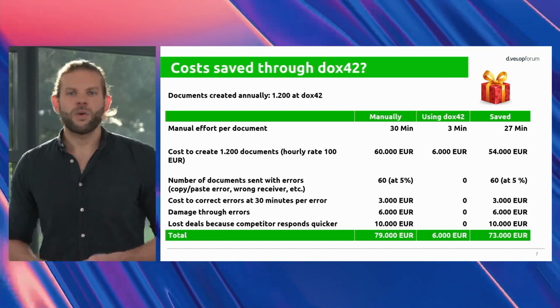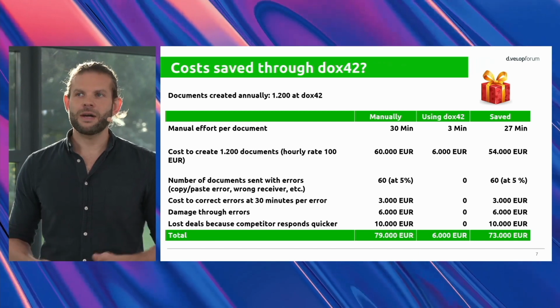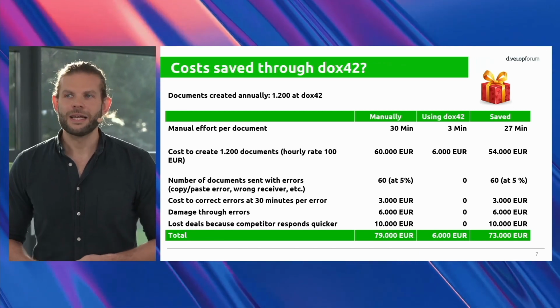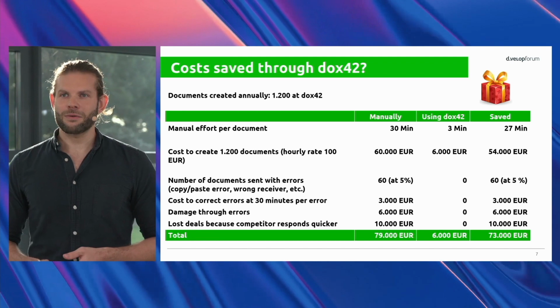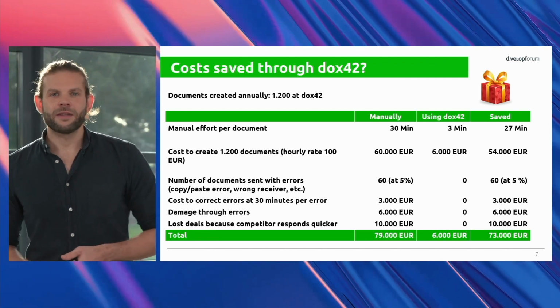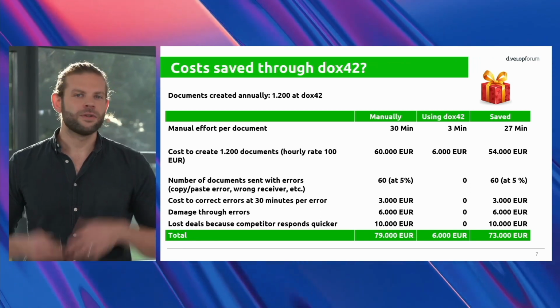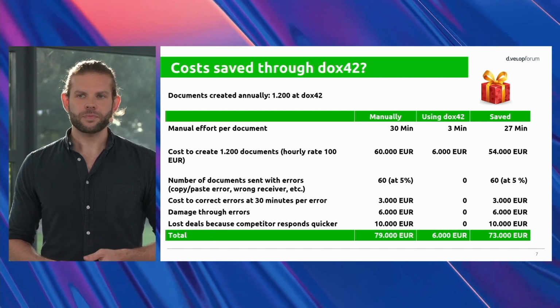We have this ROI calculator on our website. You can just do it with your company in your scenario. But you see, automating using Dox42 means 3 minutes, could be faster, I guess. So 3 minutes is very slow. We can generate 100,000 documents in 1 hour. So just saying that, and then you have a huge potential of time saving.